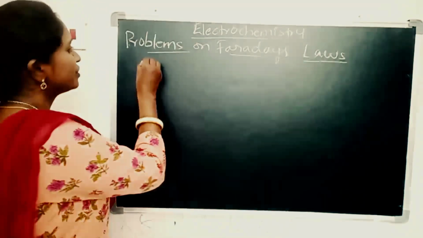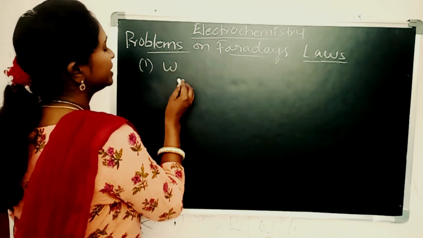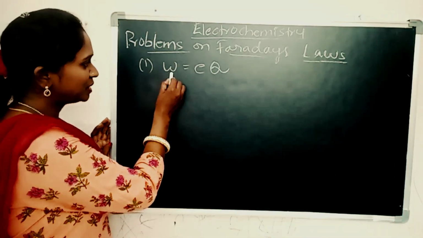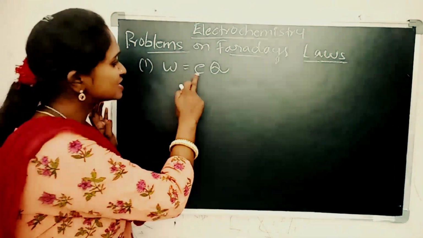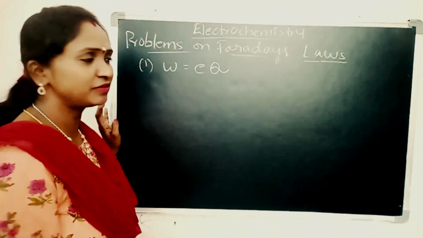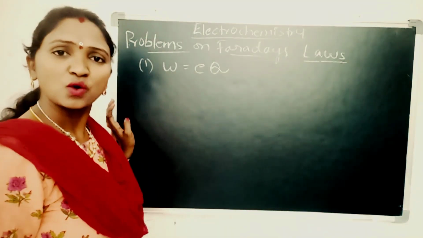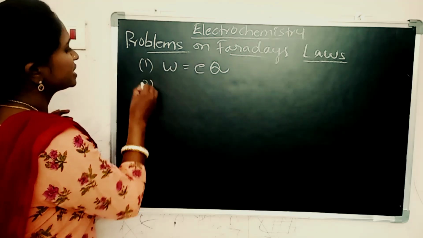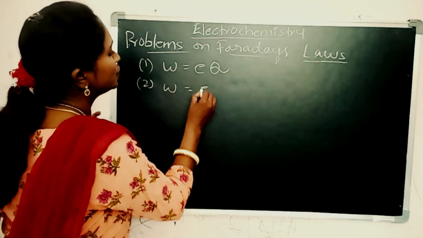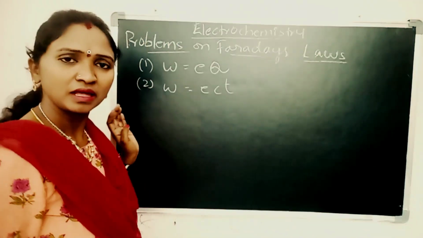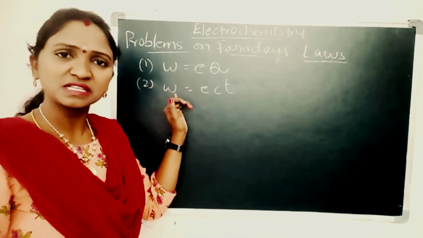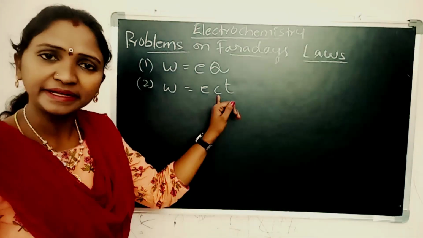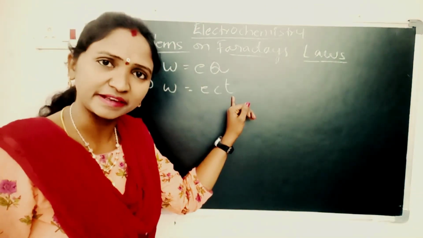So first one, all of you know, that is W equal to eQ. W is the weight of the substance, small e is the electrochemical equivalent, Q is the quantity of electricity in coulombs. And the second one, W equal to eCt. Again, weight of the substance deposited, electrochemical equivalent, current in amperes, time in seconds.